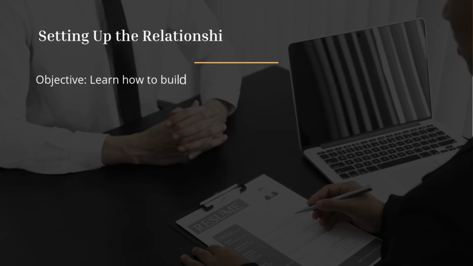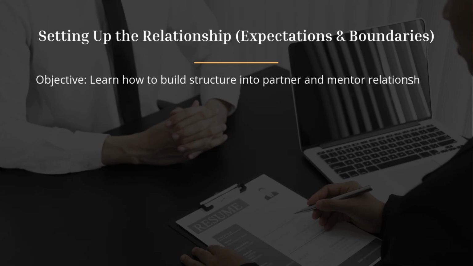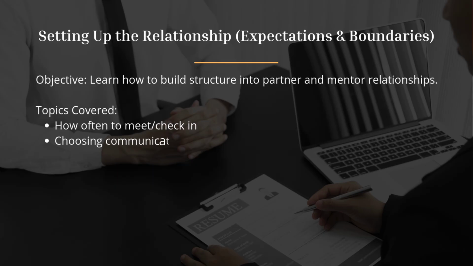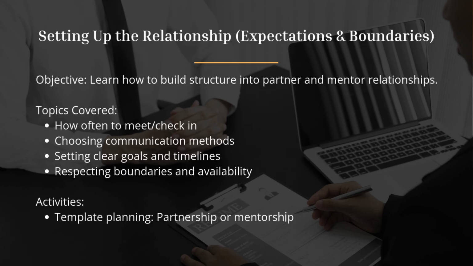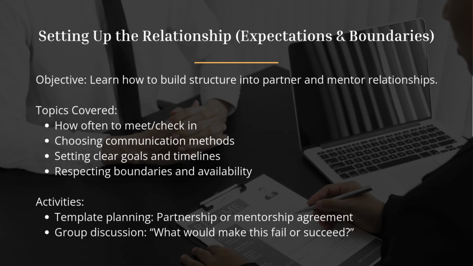Setting up the relationship, expectations and boundaries. Objective: learn how to build structure into partner and mentor relationships. Topics covered: how often to meet or check in, choosing communication methods, setting clear goals and timelines, respecting boundaries and availability. Activities: template planning, partnership or mentorship agreement. Group discussion: what would make this fail or succeed?